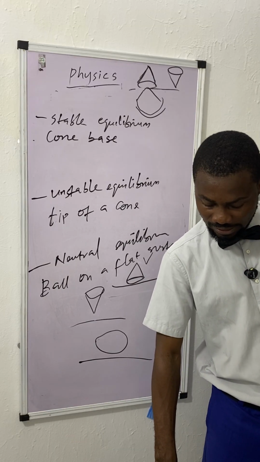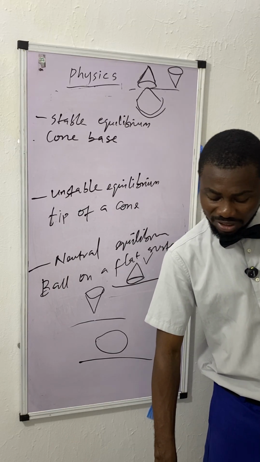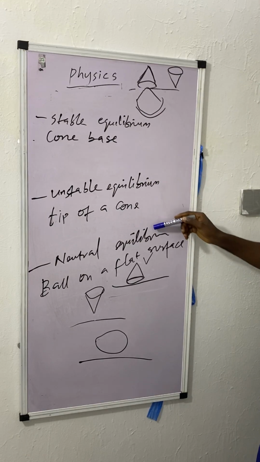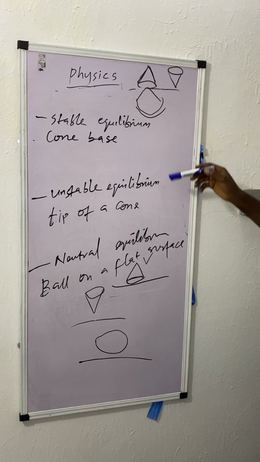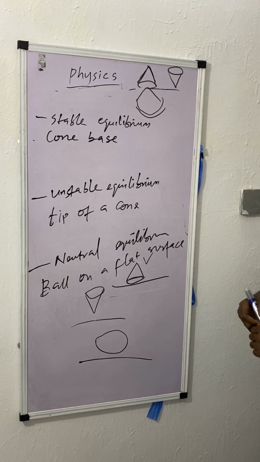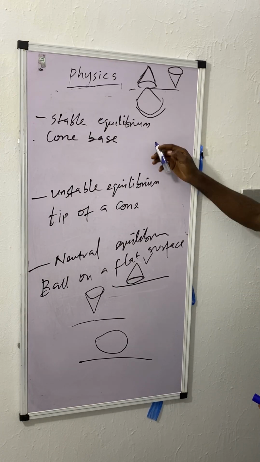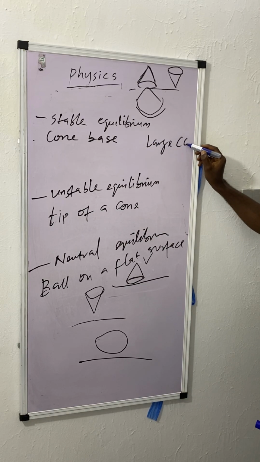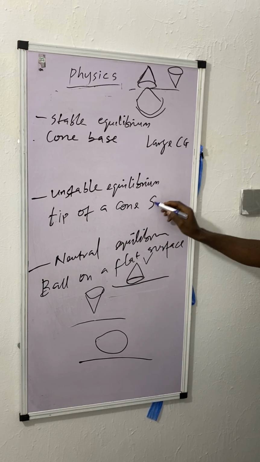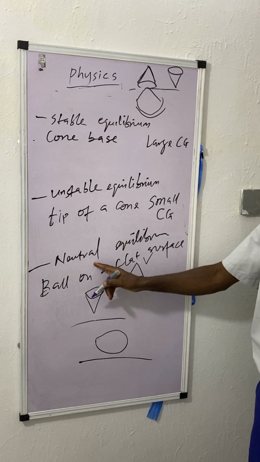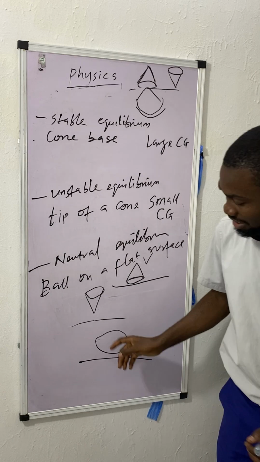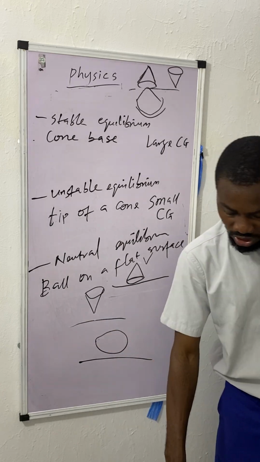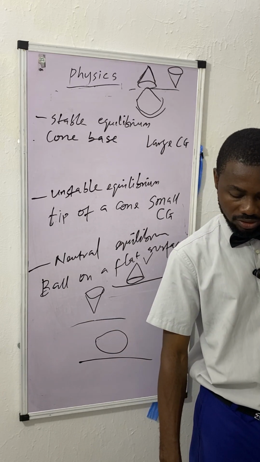So center of gravity usually matters here. For an equilibrium to be stable, you are going to need a large center of gravity. For it to be unstable, you are going to need a small center of gravity. Therefore, for neutral equilibrium, I think you have no center of gravity at all because it has assumed a new position. So that's that for that.